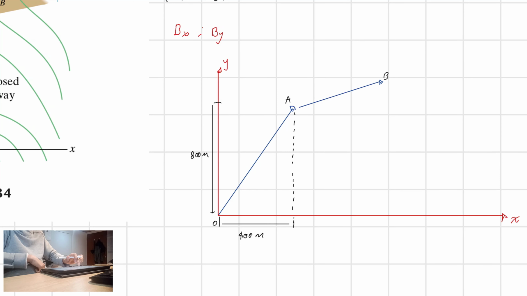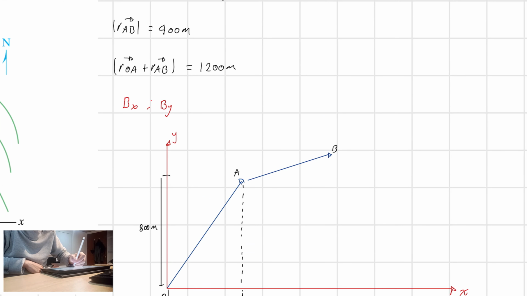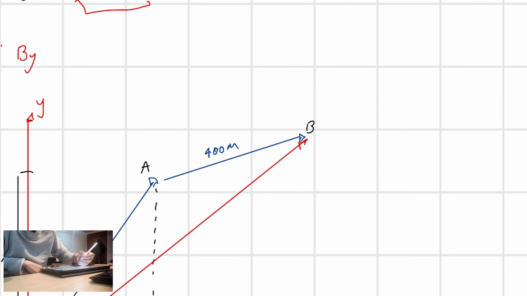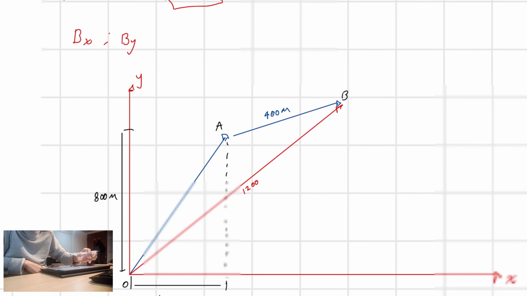Alright, as well they are giving me the magnitude of RAB, which is 400, and as well they are giving me this magnitude. Now, this magnitude corresponds to the vector created between our point 0 and B. So right here we have 1200 meters.